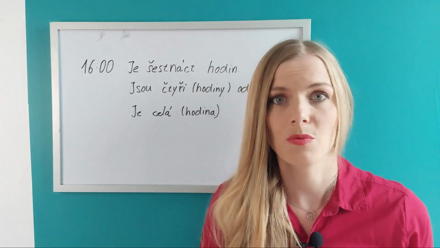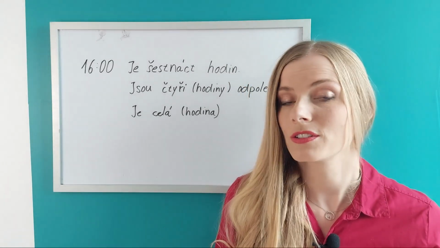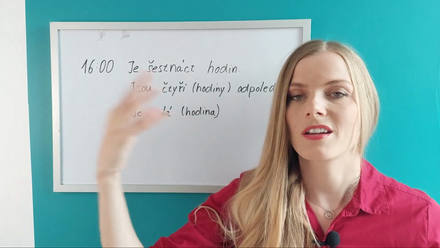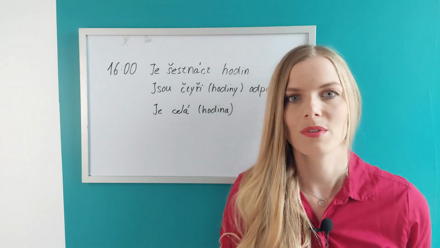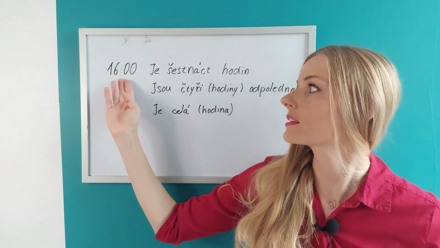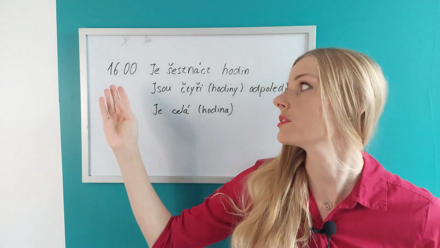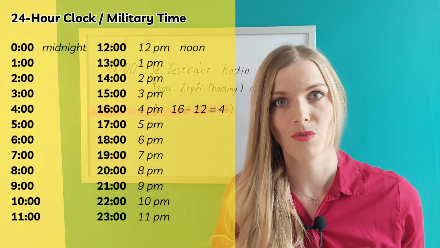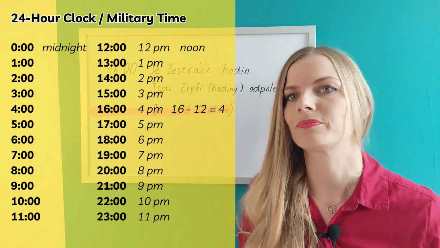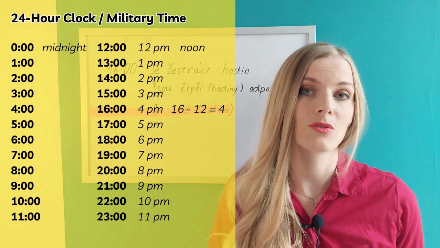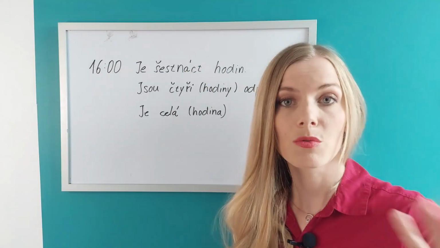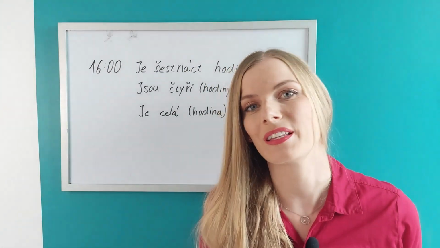If you're not familiar with this system and you see this digital time that has numbers higher than 12 and you don't know how to deal with this, you simply subtract 12. So for example, here 16 minus 12 is 4. Here you can see more. However, in this video, I'm not going to talk about this difference. I want to show you different ways of telling the time.